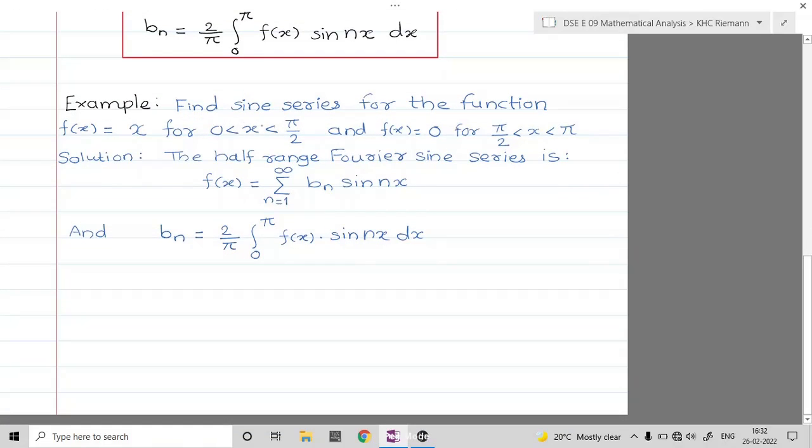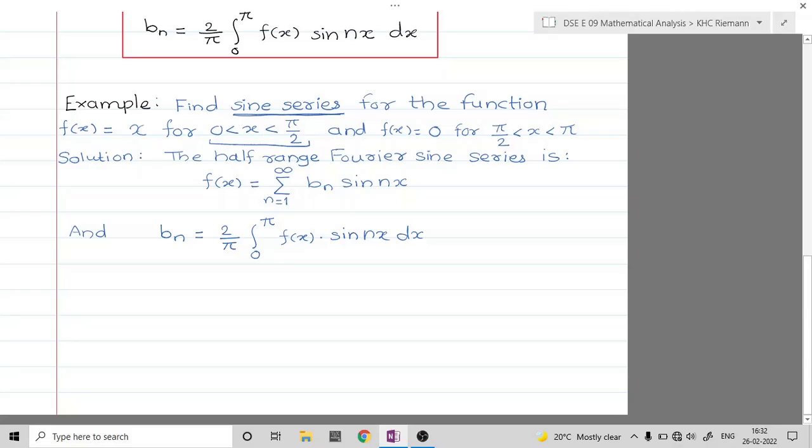Let us practice one example. Okay, now we are asked to find Fourier sine series, means half range Fourier sine series. Obviously our interval is 0 to pi. Okay, आणि ह्या इंटरवल मध्ये आपल्याला फंक्शन डिफाइन करून द्यायला लागेल, दिलेलं आहे 0 टू पाय मध्ये परत दोन भाग केलेले आहेत.